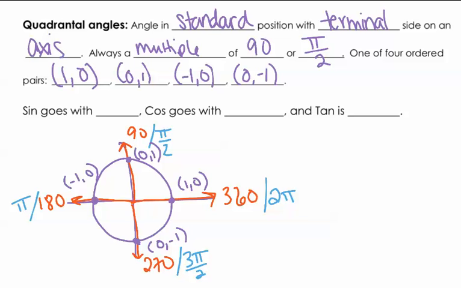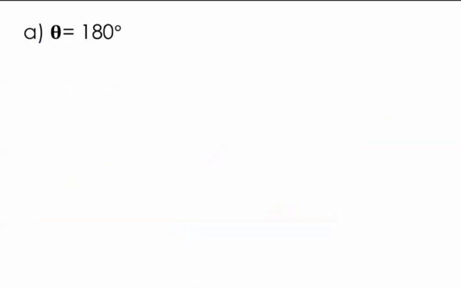So what you need to know: sine goes with y, cosine goes with x, and tangent is sine divided by cosine. That is the ratio of tangent. I'm going to continue to say sine over cosine, but you can remember that it's y divided by x. Alright, so if we look at example 4a, it's asking us to evaluate the 6 trig functions of theta when theta is 180 degrees. So the first thing you need to do is sketch your angle.